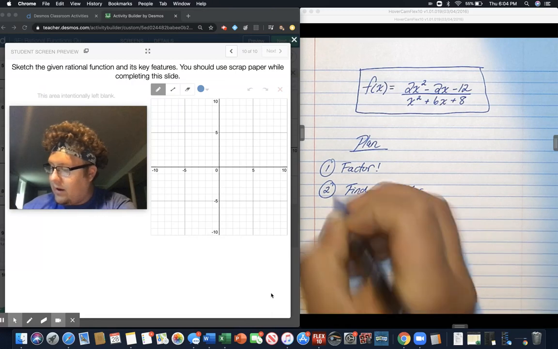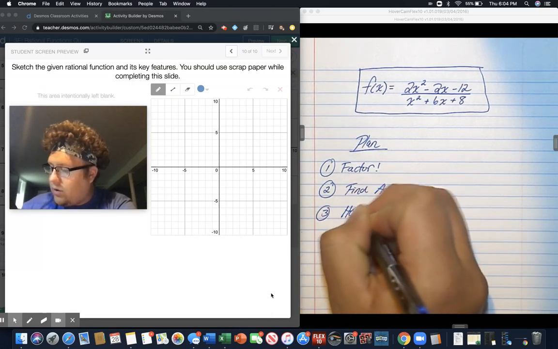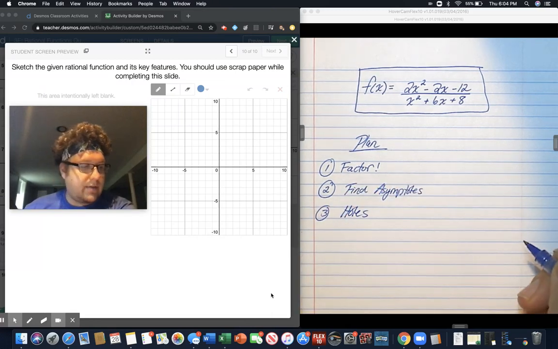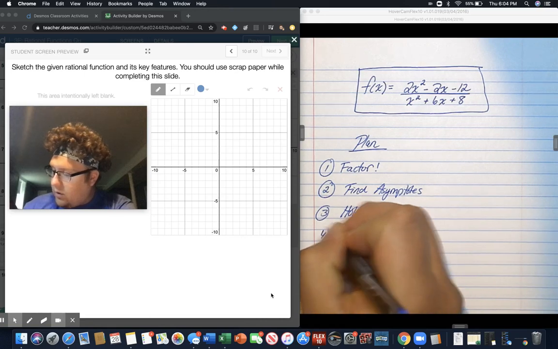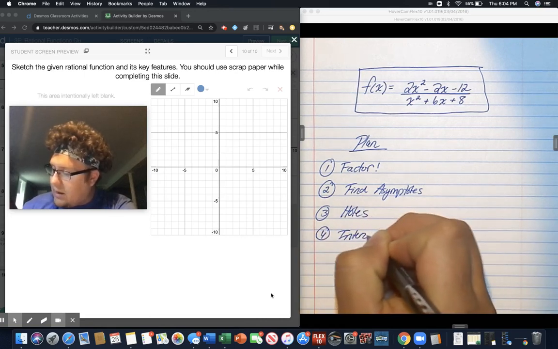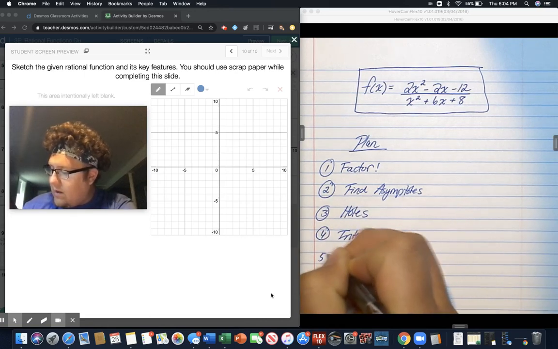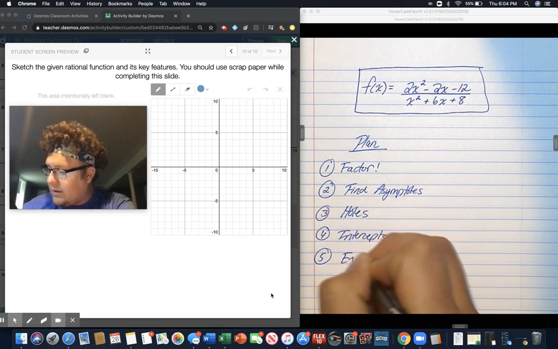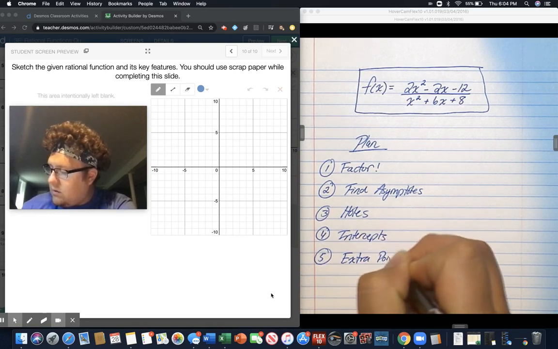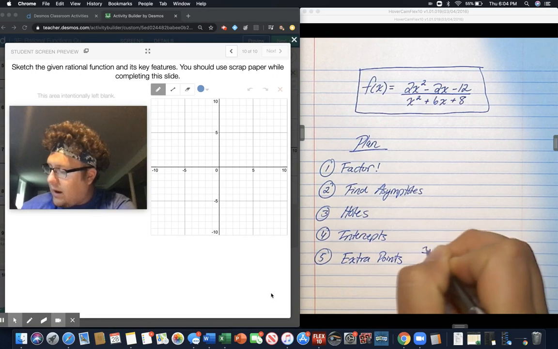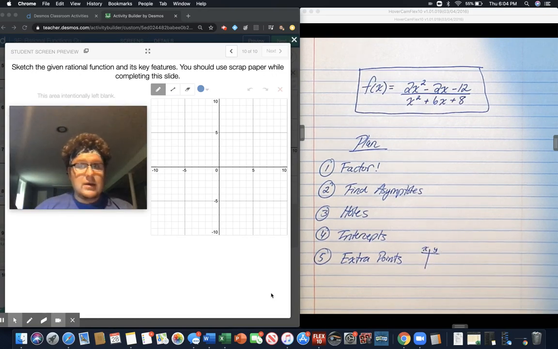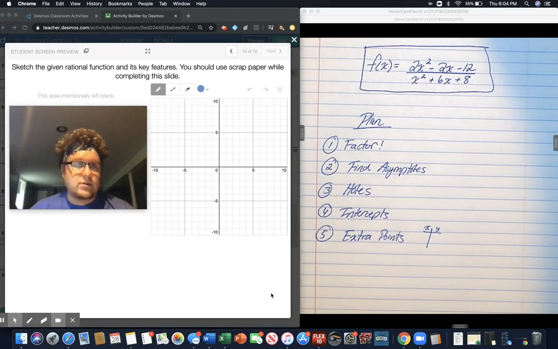We're going to find any asymptotes. Then we'll look for any holes algebraically in the graph. And then we'll look for intercepts of any kind. And then usually I like to do some extra points, like with an XY table. So that's the plan for this rational function, and let's get started.